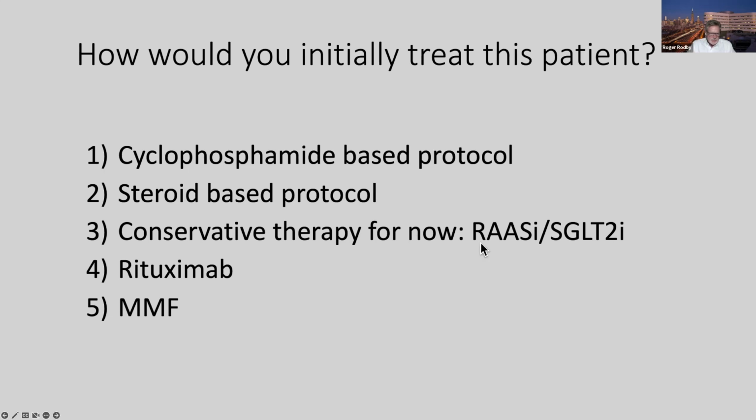On the one hand, she's pretty stable. On the other hand, she's not. Our number one vote here is for steroid-based protocol, but it's hardly a mandate because we've got 34% there. We've got some conservative therapy at 25%, cyclophosphamide at 28%, rituximab 6%, and MMF at 6%. So it kind of supports what I was thinking. Like, I'm not sure what to do. I had my ideas, and I'll tell you what they are after we get through it. If you can just advance, I'm really curious now.